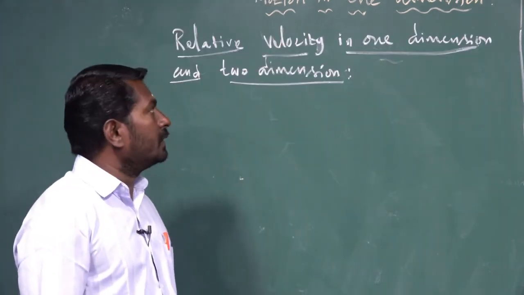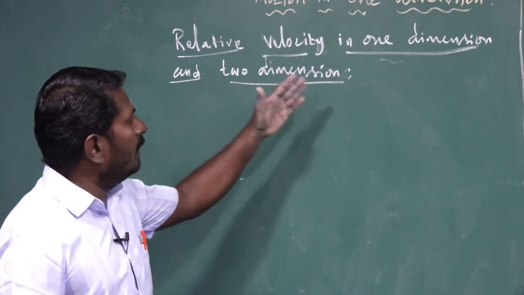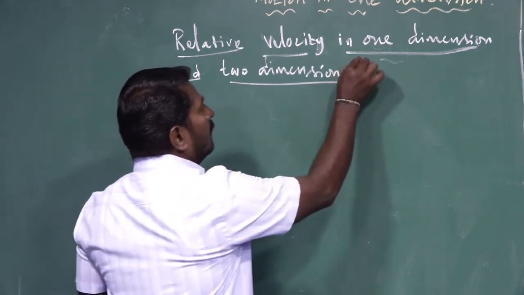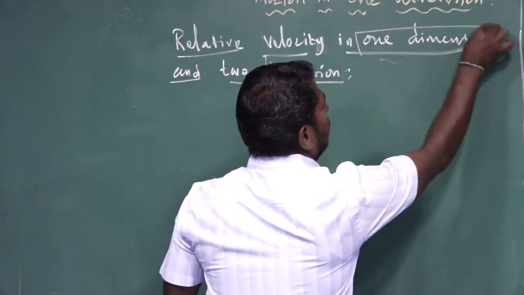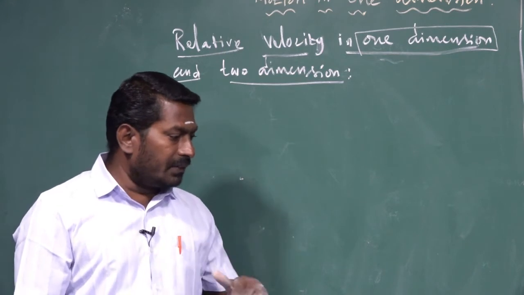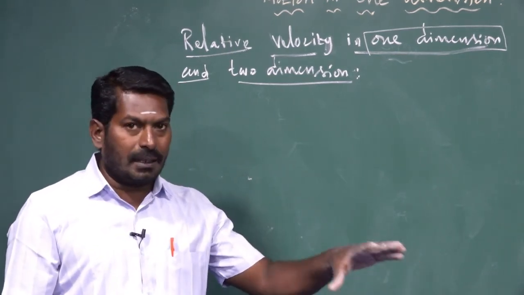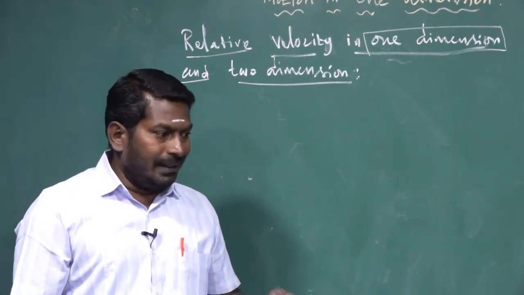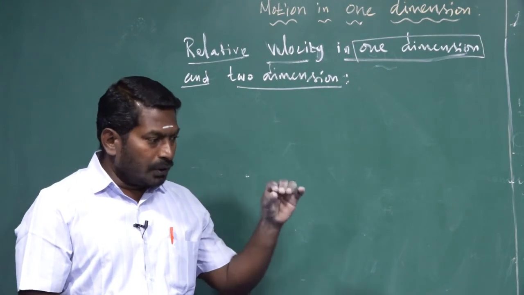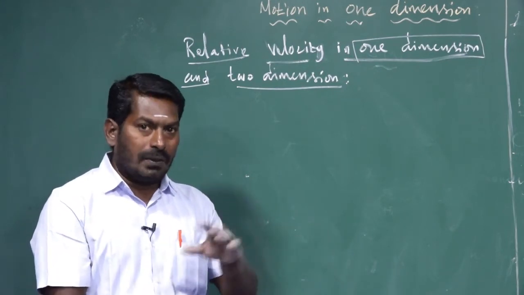So dear students, next we are going to another important topic in the kinematics lesson, relative velocity in one dimension and two dimensions. First we are going to see relative velocity in one dimension. So what is relative velocity? If a bus is traveling along a straight road at 50 km per hour with respect to ground, it is called the relative velocity of the bus with respect to ground. So the position of a bus varying with respect to ground is called relative velocity.